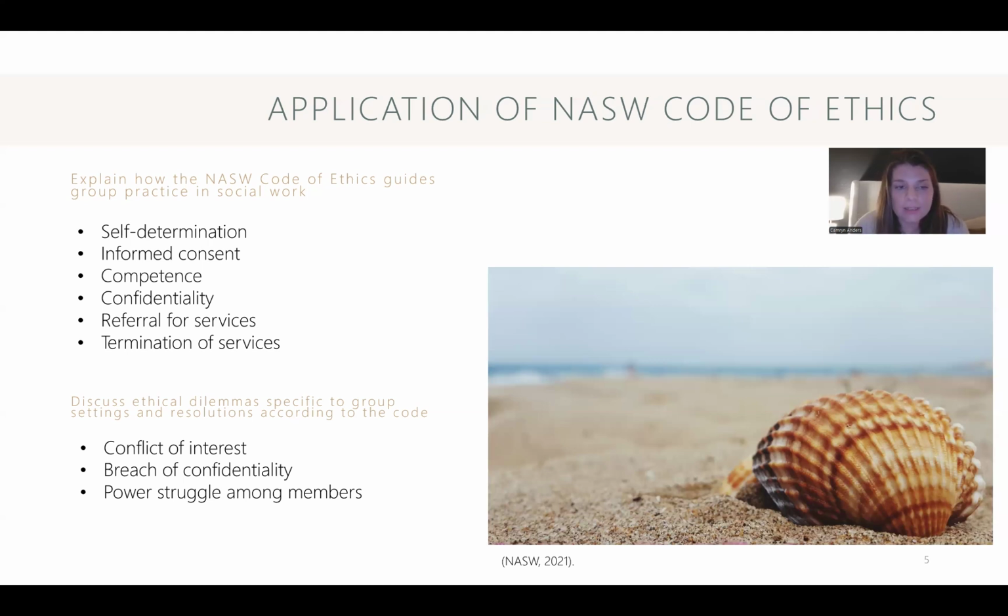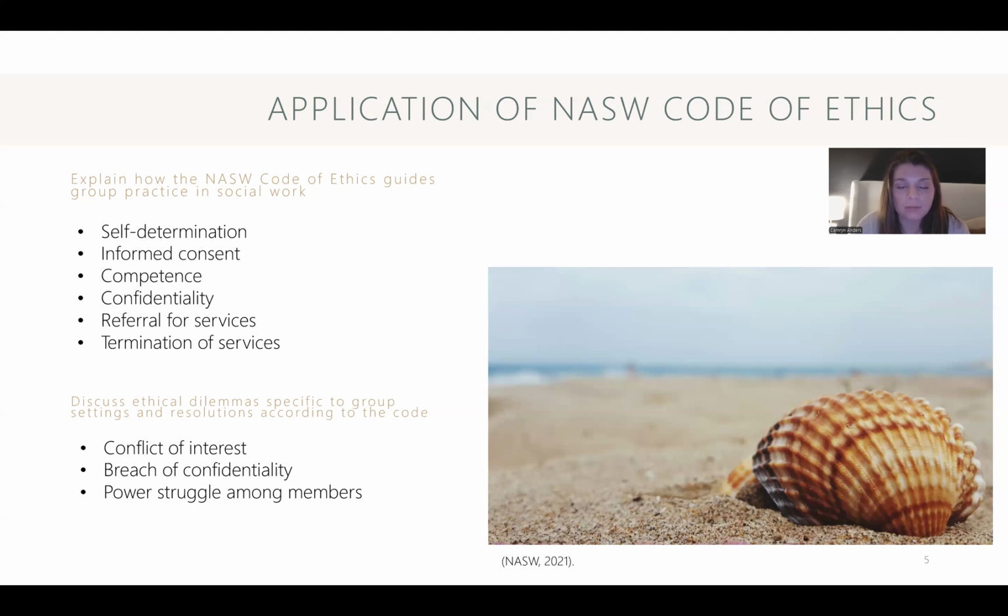And then next, discussing ethical dilemmas that might be specific to group work and group settings and how to navigate those. So I've listed some here. A conflict of interest might be something that's broken, and when there could be dual relationships within the group, or a breach of confidentiality if a group member were to post on social media and share the story and the name of a group member and breaking that trust and that confidentiality.